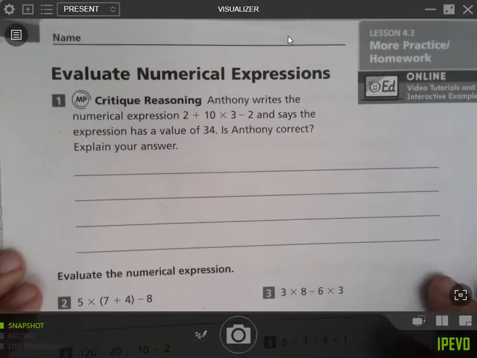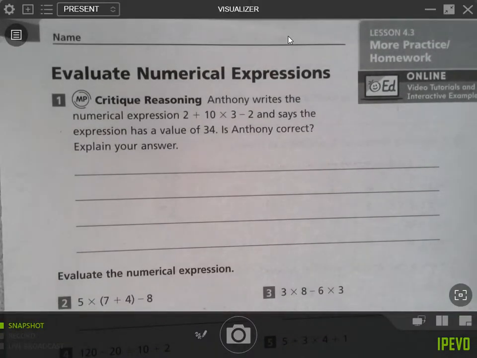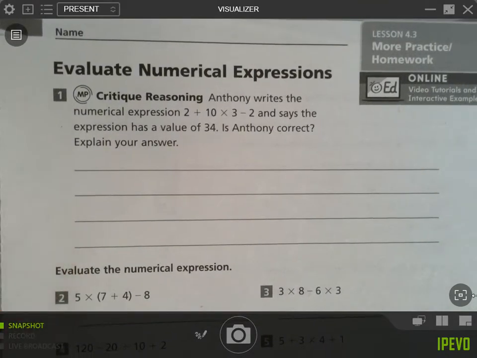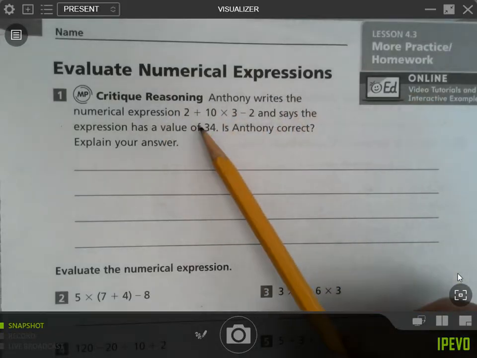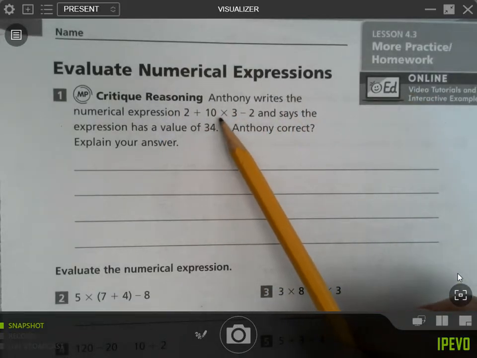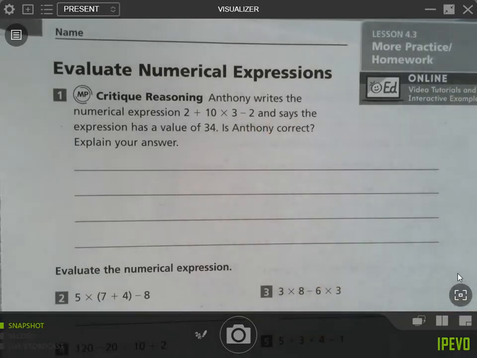Here we have page 33 from our More Practice and Homework book. My mouse doesn't want to move right now. Okay. So we're working on evaluating numerical expressions, right? That's what we've been doing in class. So let's see what's happening here. It says Anthony writes the numerical expression 2 plus 10 times 3 minus 2 and says the expression has a value of 34. Is Anthony correct?